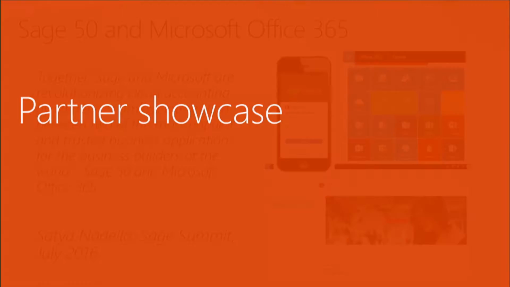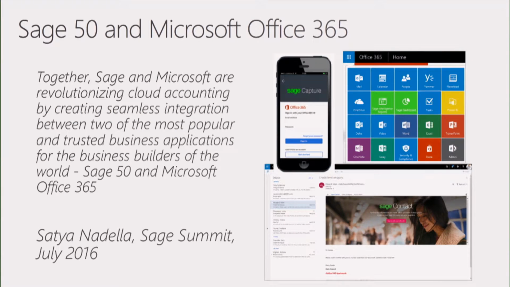And I'm going to just do a little partner showcase of one partner that we have been working with that has been integrating with Excel REST APIs. They are an SMB software provider called Sage 50. They're from the UK. And actually, Satya participated in their summit back in the summer, showcasing our partnership with them.